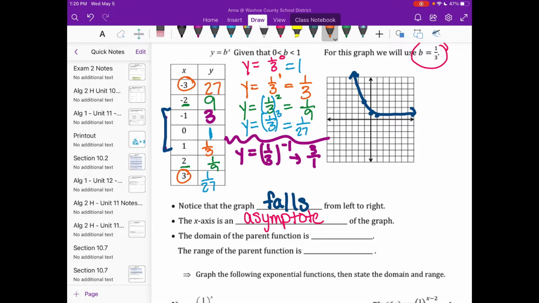The domain of the parent function is, hopefully Mrs. Roby went over this, all real numbers. That is an easy point. And then our range. Well, let's look at our y's. What are they doing? They are above that x-axis, which means they're getting bigger. So I'm going to put that y is greater than, and then it's always going to be above that asymptote, which is 0. Okay, so it's very, very similar to yesterday, except this time, you know, we're changing some things around.